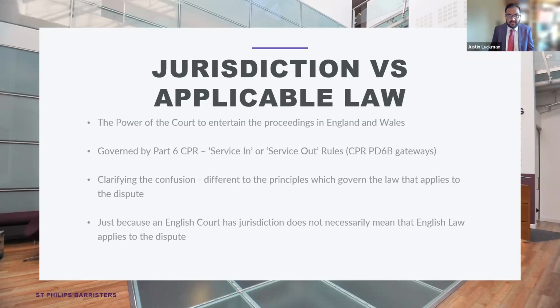However, one must always remember that just because an English court has jurisdiction does not necessarily mean that English law applies to the dispute in question. And that's what we're considering today.